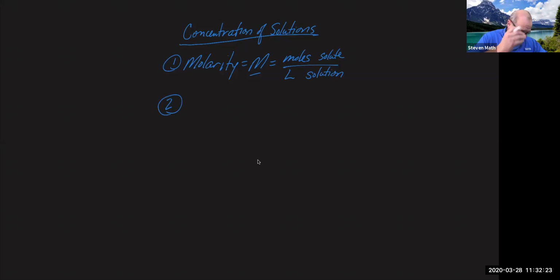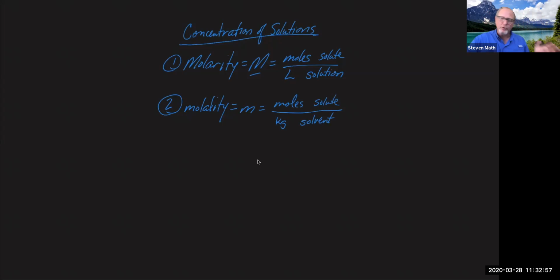Now, the next one we use is called molality. And notice I went to a lowercase m here, and quite often this is going to be a lowercase m that's italicized. Now, I'm sorry, I can't write in italics, but imagine it's a lowercase m. This one has a little bit different feel. This is the same moles of solute, but now instead of liters of solution, we're going to do kilograms of just the solvent.